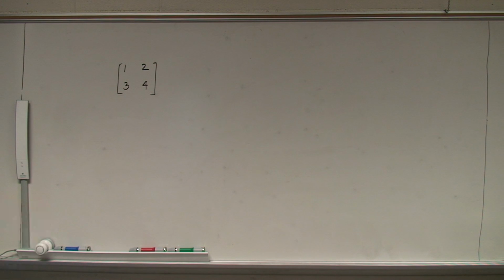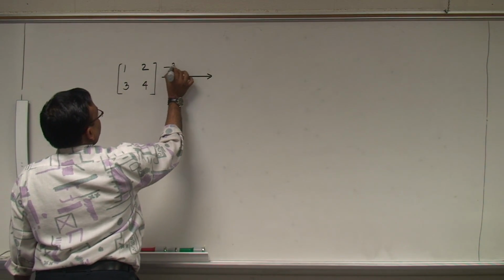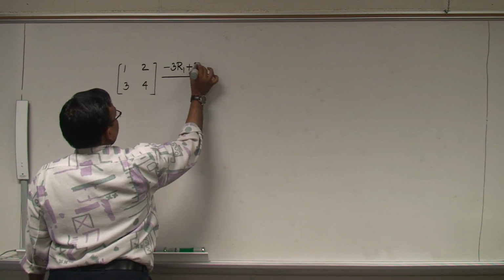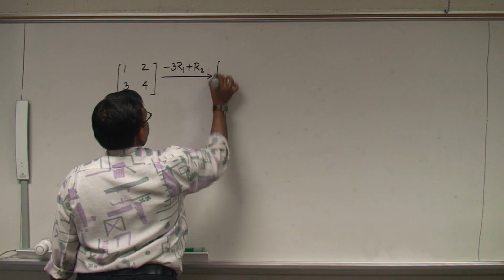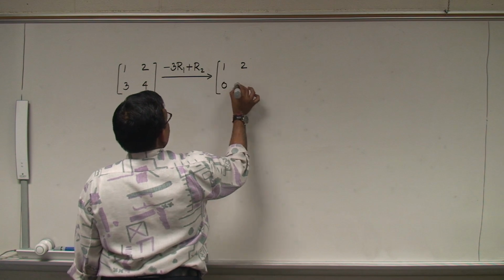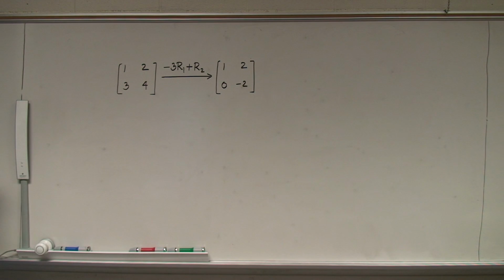Suppose I try to reduce it, row reduction. So let me first write down the operations which we are going to perform. I'll say minus 3 times row 1, then added to row 2. And I will get 1, 2, 0, minus 2. Suppose I want to take it all the way up to reduced row echelon form.